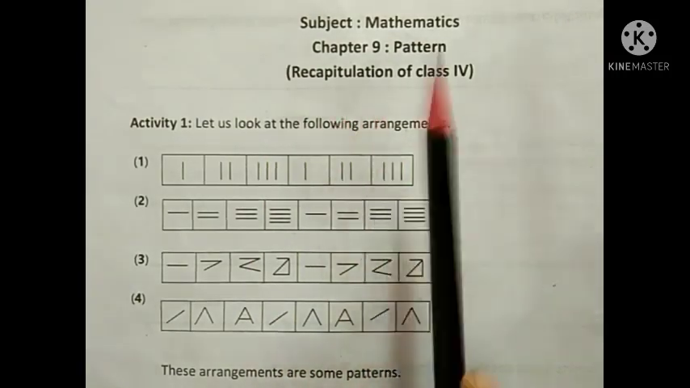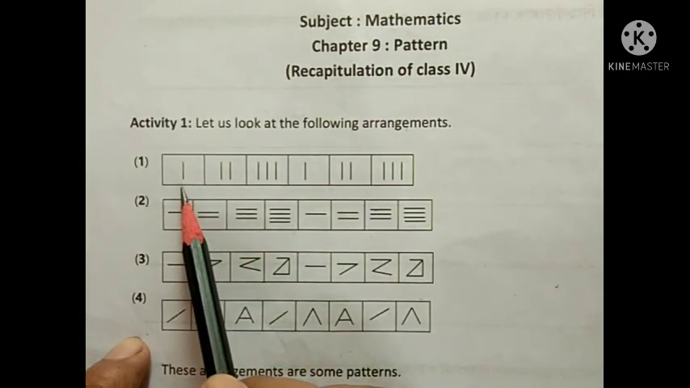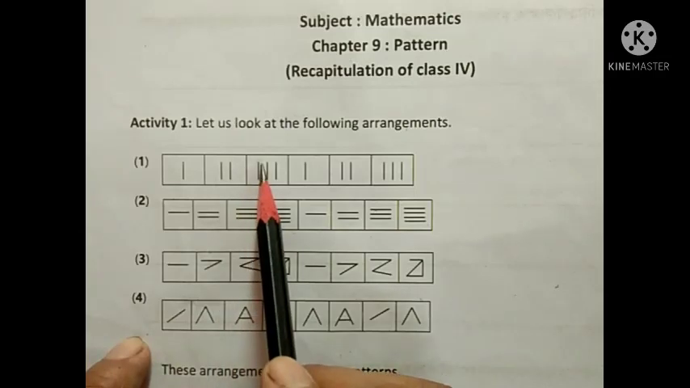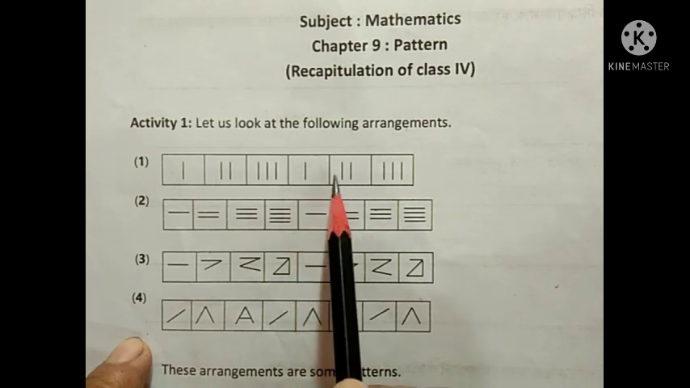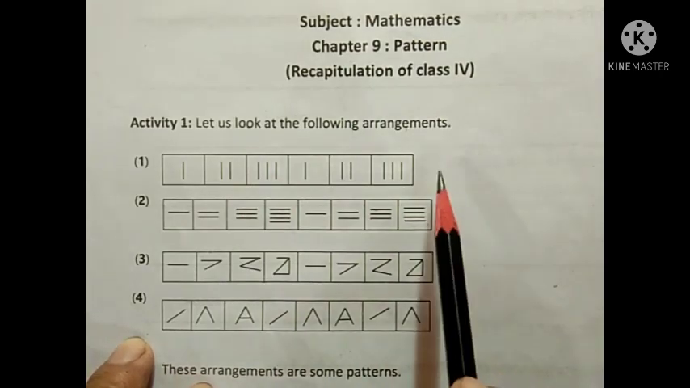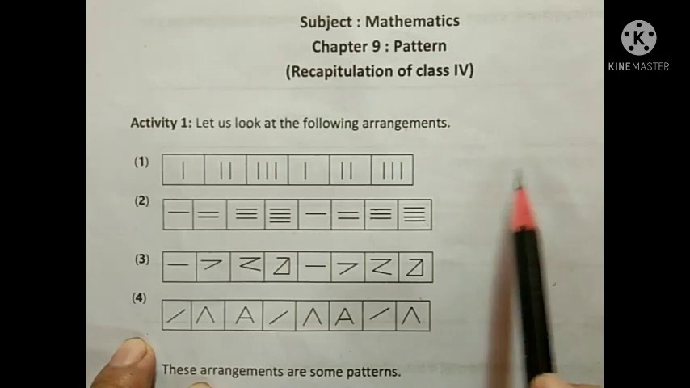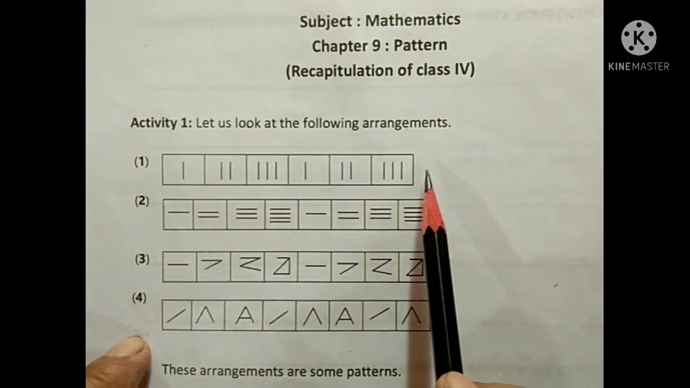Here some arrangements are given. In the first box there is only one vertical column, one line. Next box, two lines. Third box, 1, 2, 3 lines. And the next box again has one line. Second box, next box, two lines, three lines. So this way it will continue. If more boxes are given, then the next one will come with one line, next two, next three, this way. Again 1, 2, 3, 1, 2, 3, this way you have to continue. So this is one pattern.